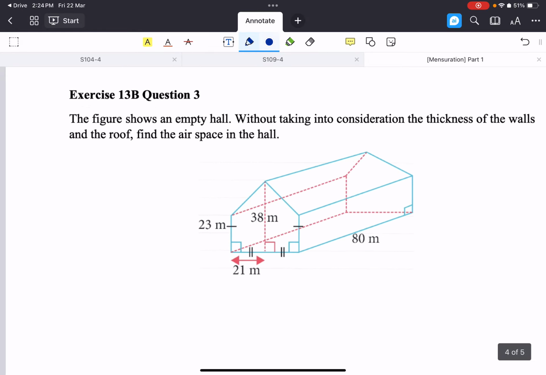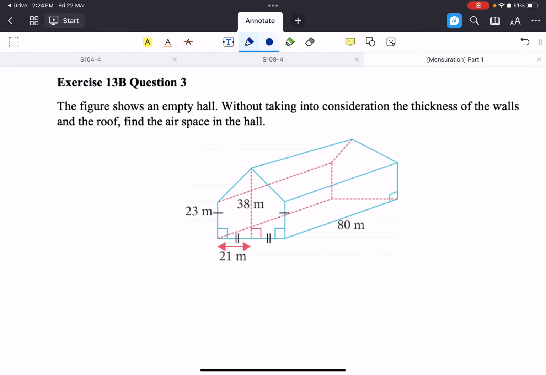Now this time round, we have a three-dimensional object over here. It shows an empty hall with the shape. It's actually a prism, right? So without taking into consideration the thickness of the wall and the roof, we treat it as negligible. Find the airspace inside the hall. So this is as good as asking for the volume.